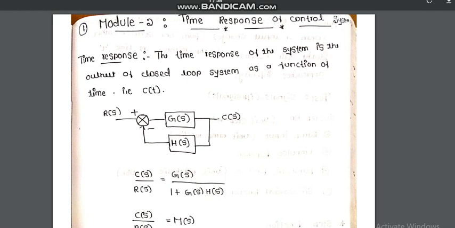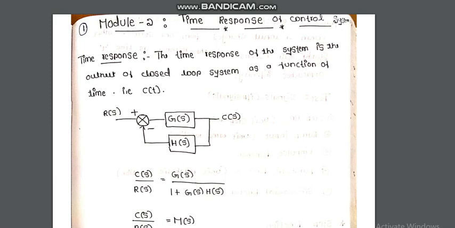Control system. Next module is the time response of control system. So module 3 is the time response of control system. We have studied the frequency response of control system, that is the output in S domain. That is C of S, we have calculated in the previous modules, the first module and second module. So in the time response, we are calculating the output in time domain.